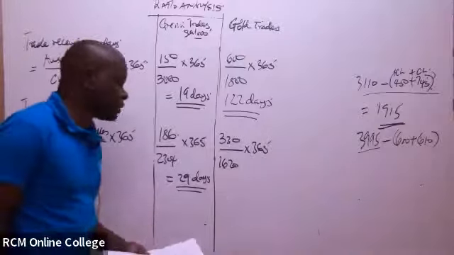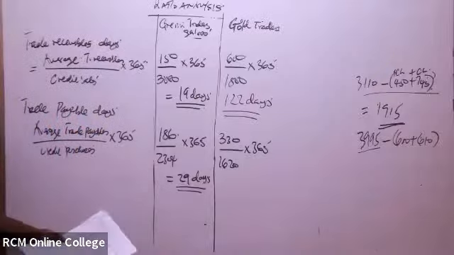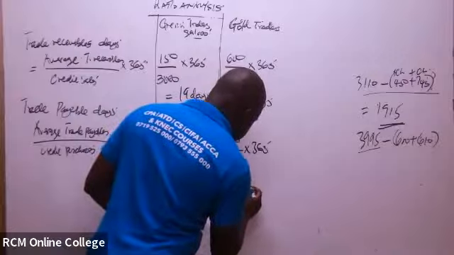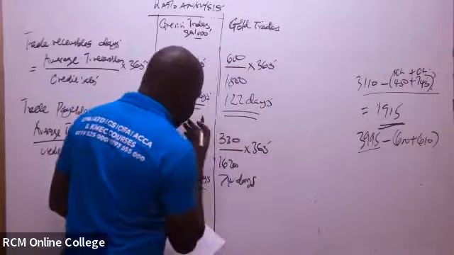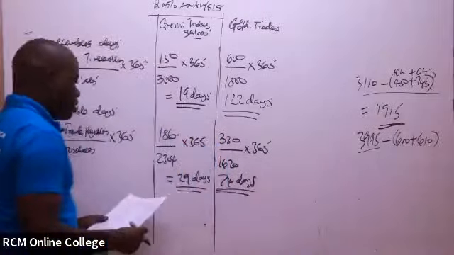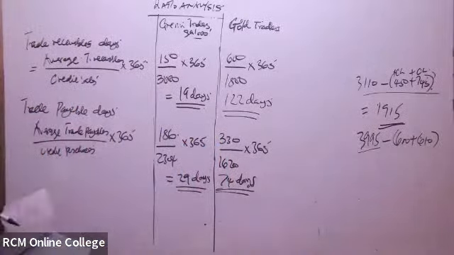What about gold traders? Gold traders take a very long period of time. So they are very poor in having to pay their creditors. So 74 days. They take a very long period of time.